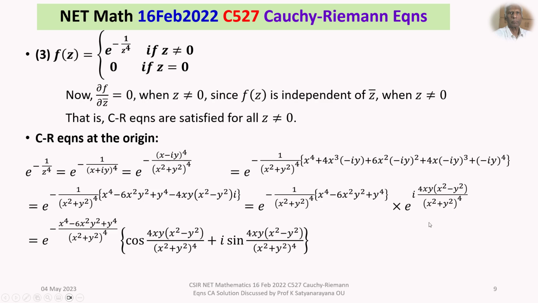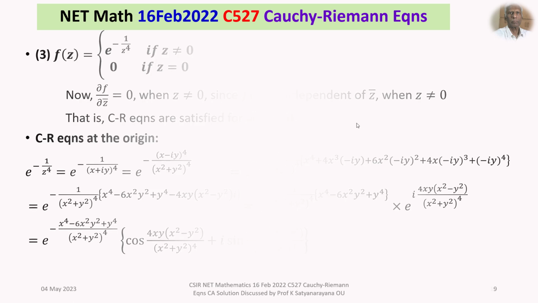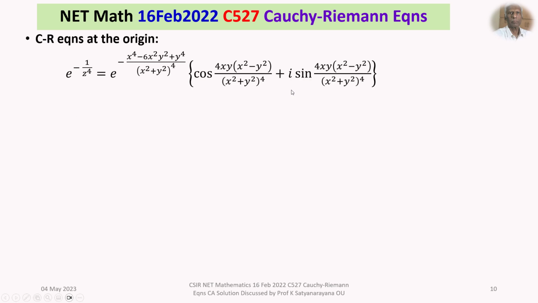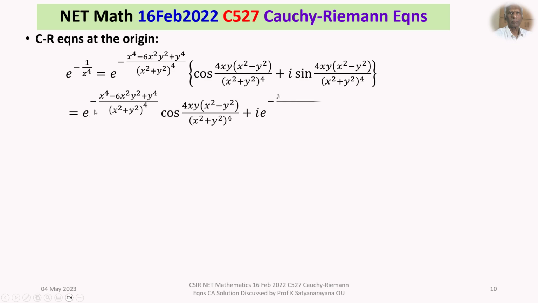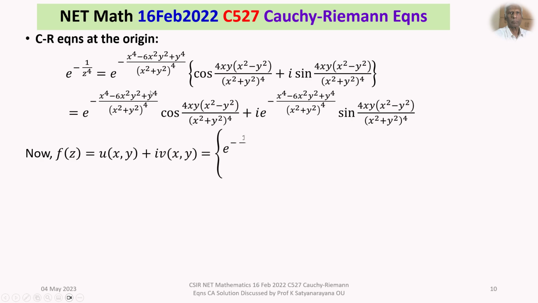Great. Now we want to get what is u of xy and v of xy. We will see in the next slide. So that's what we have seen, and this is your real part. So e power minus x to the power of 4 minus 6x square y square plus y to the power of 4 by x square plus y square to the power of 4 cos of that theta plus i e power the first one into sine of that theta. Agreed. So u of xy will be the first part and v of xy is the second part.